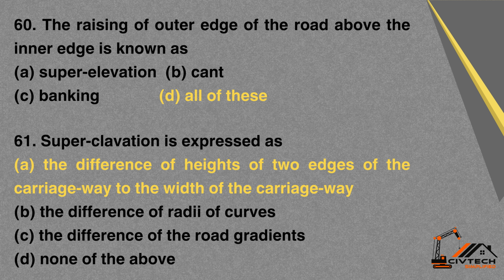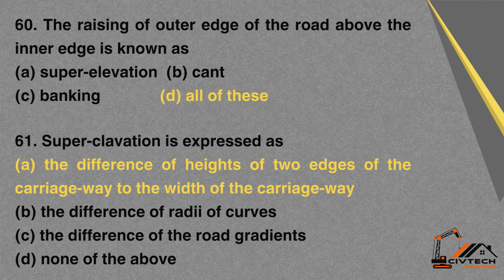The difference of heights of two edges of the carriageway to the width of the carriageway. B. The difference of radii of curves. C. The difference of the road gradients. D. None of the above. Correct option: A. The difference of heights of two edges of the carriageway to the width of the carriageway.